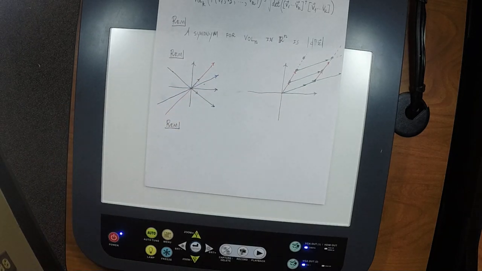Okay, and the remark is that this question about homogeneity and additivity was a question about sets. Is this set homogeneous? Is this set additive? Another question I could ask is, is a function homogeneous, and is a function additive?